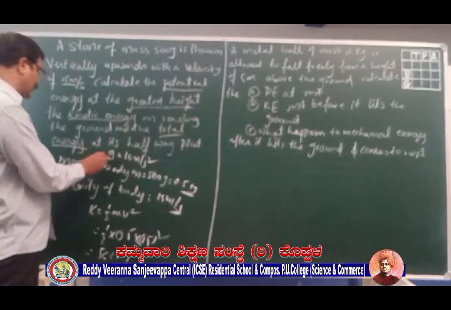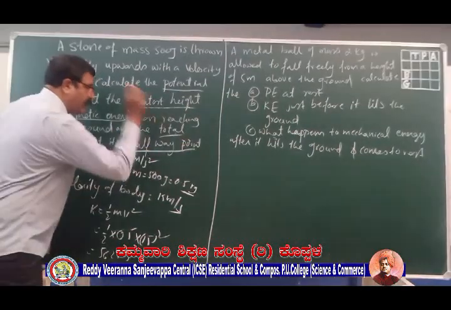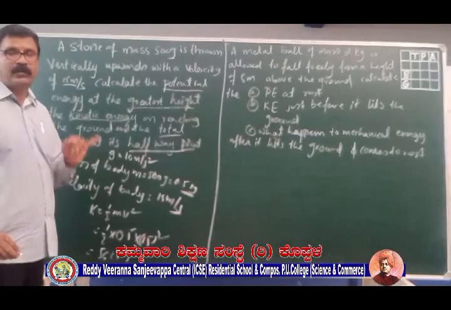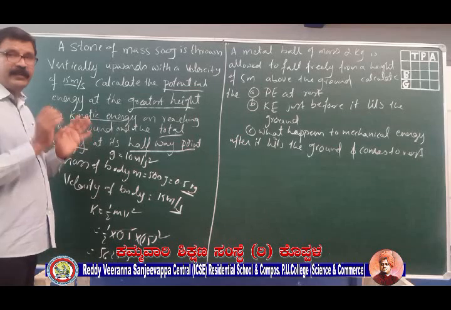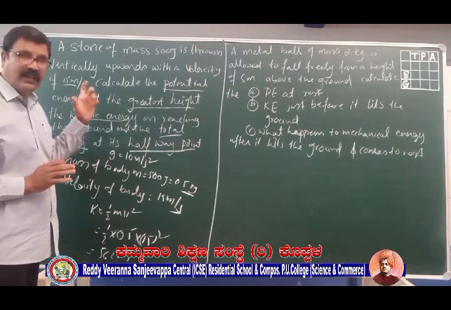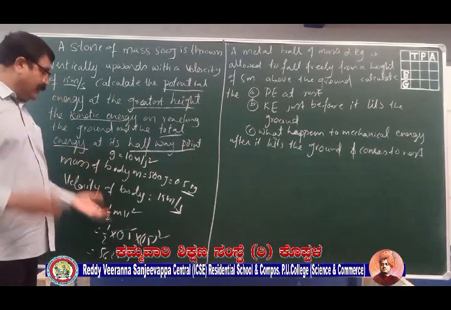What is the third question we have? We have the total energy at the halfway point. So the total energy at the halfway point also will be 56.25 joules. This is in principle the conservation of energy. Therefore, if you calculate one form of energy, you get the total energy at that point.